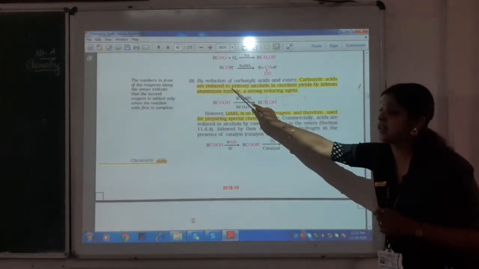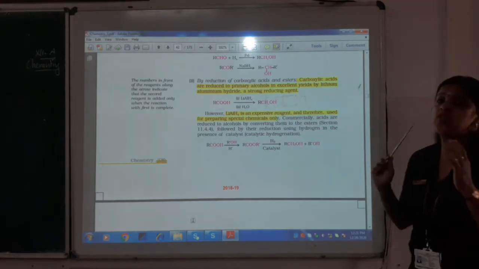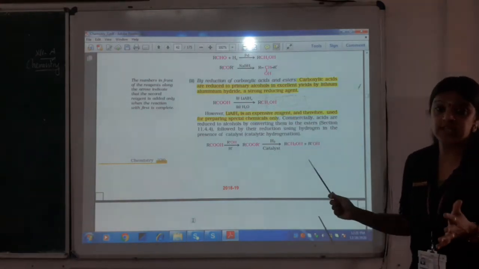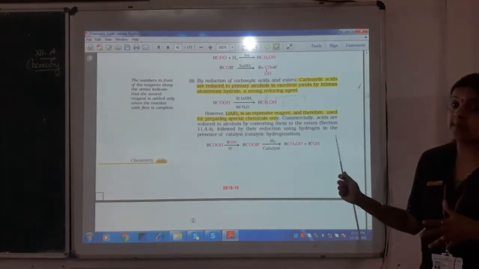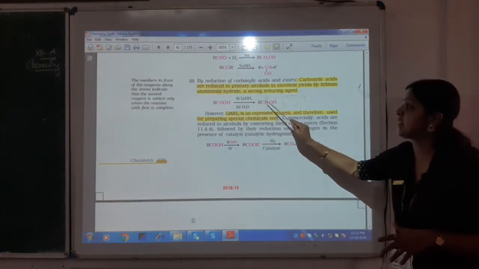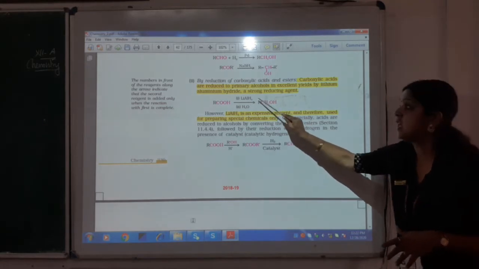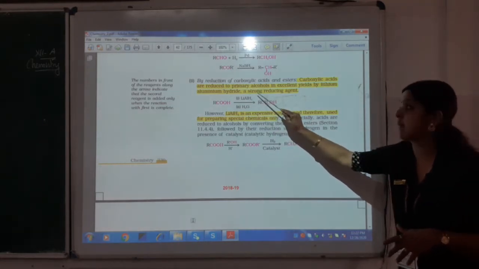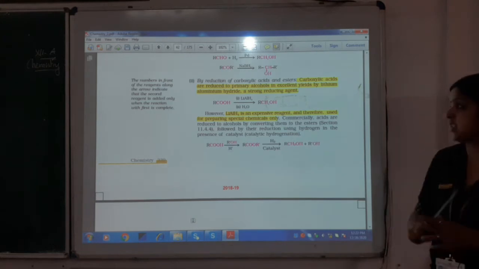Carboxylic acids are reduced to primary alcohols by using a very strong reducing agent like lithium aluminium hydride, where the COOH group is being reduced to CH2OH. It's a 1 mark question.